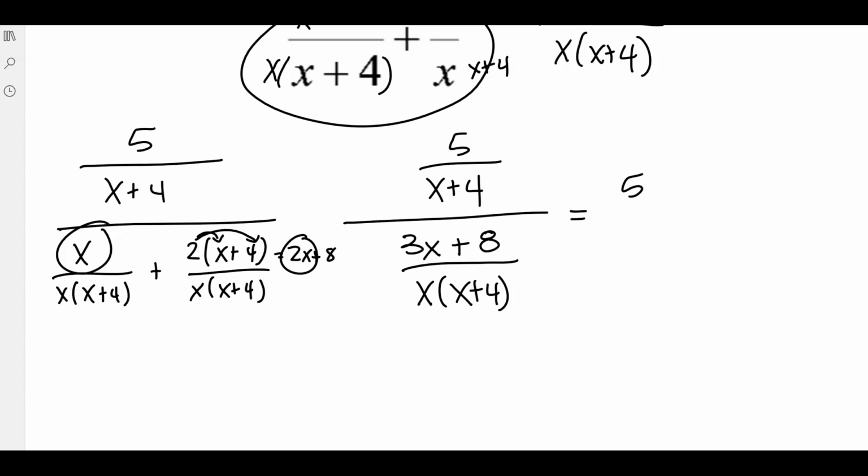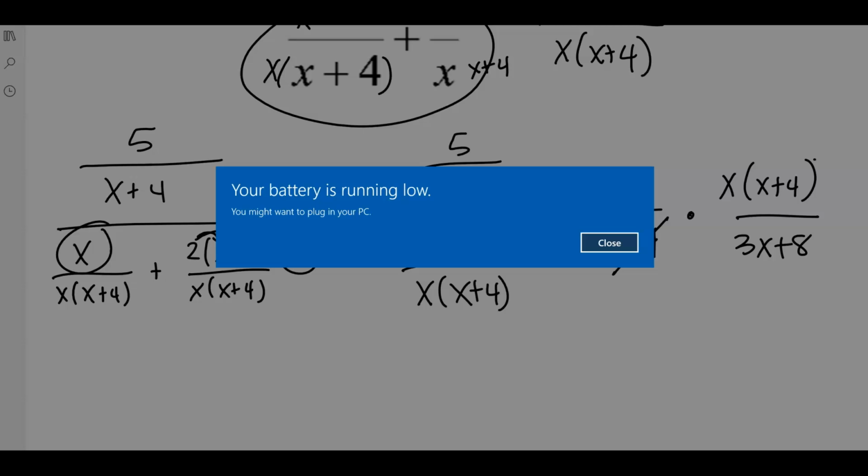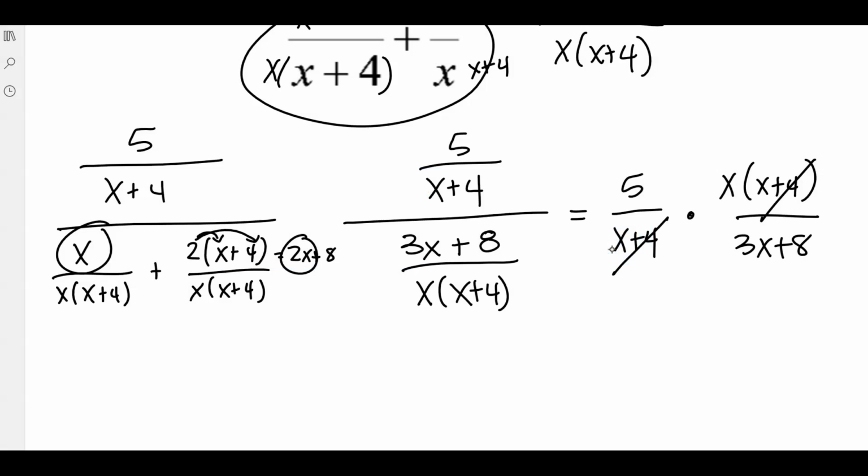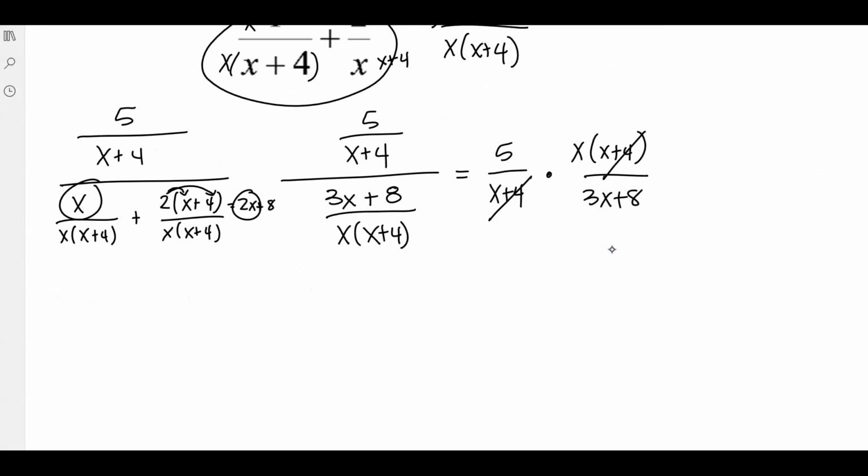So now, since there are single fractions on top and bottom, you have 5 over x plus 4 times x plus 4 over 3x plus 8. So now the x plus 4's cancel, and you're left with 5x on top and 3x plus 8 on the bottom.